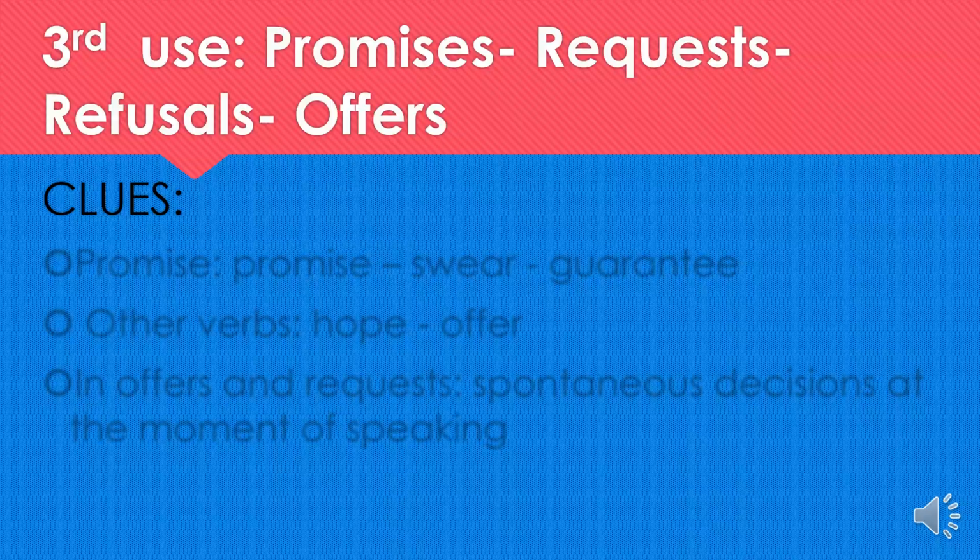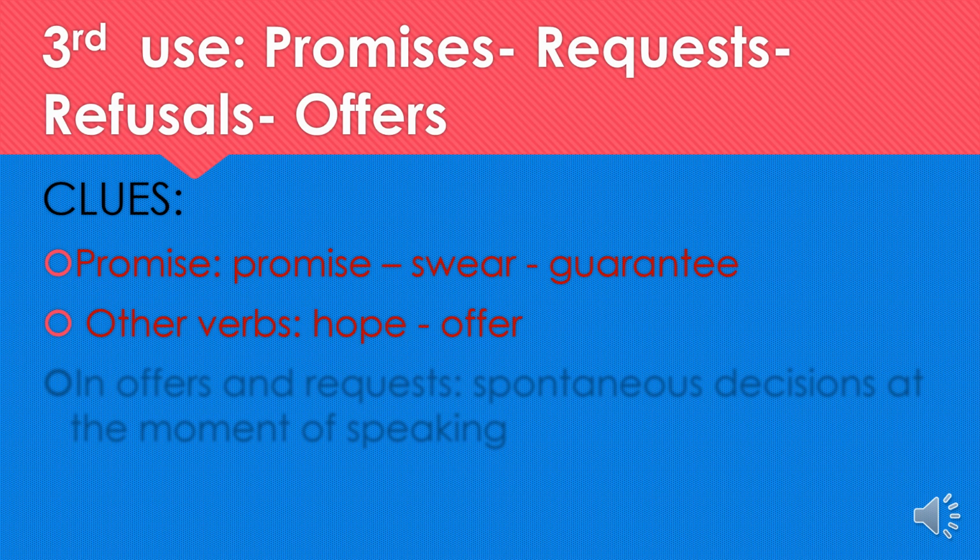The third use of the simple future, for promises, requests, refusals, and offers. Promise. Generally, we are going to use verbs like promise, swear, or guarantee. We can also use verbs like hope or offer, obviously. And in offers and requests, we have to remember that we are dealing with the fact that they are spontaneous decisions. That is to say, decisions that obviously you make at the moment of speaking.